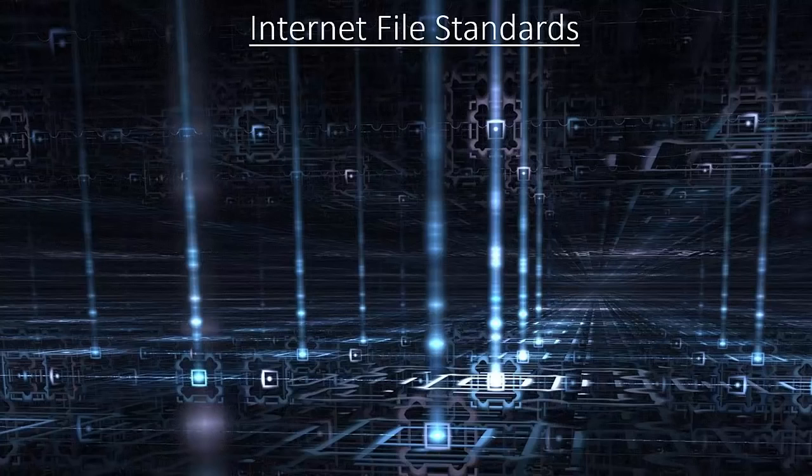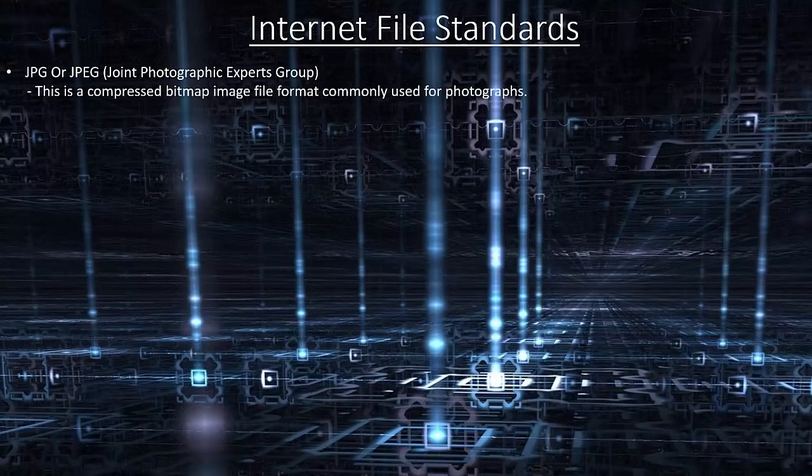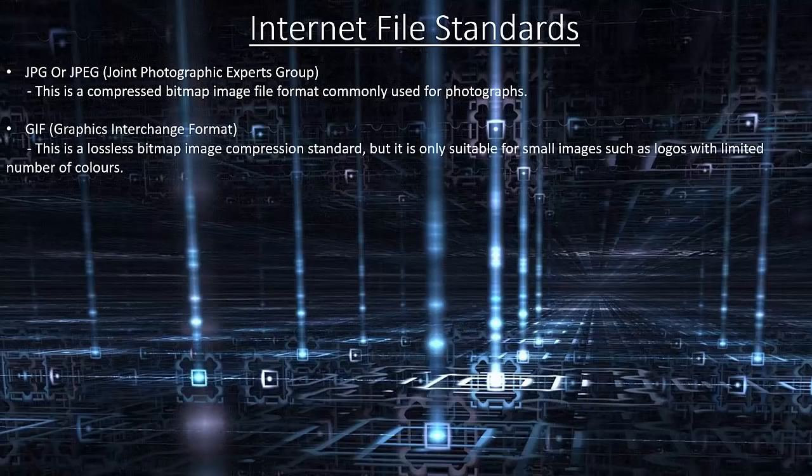Internet file standards. JPEG stands for Joint Photographic Experts Group. This is a compressed bitmap image file format commonly used for photographs. GIF stands for Graphics Interchange Format. This is a lossless bitmap image compression standard, but it is only suitable for small images such as logos with limited numbers of colors.